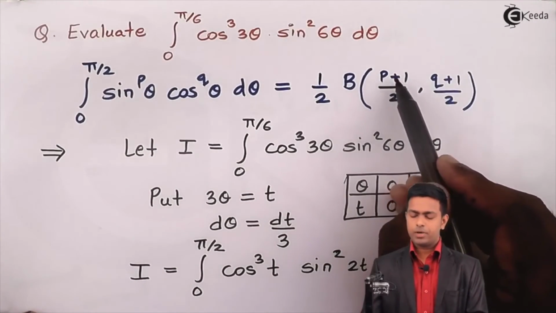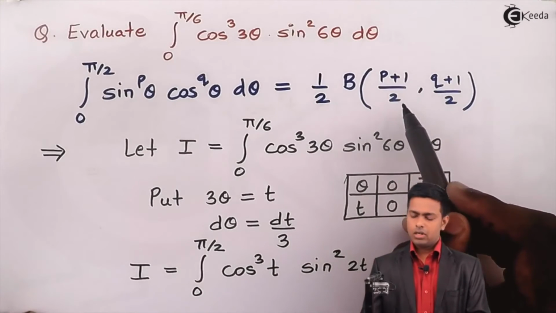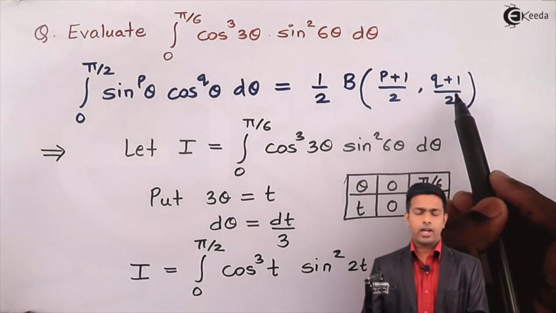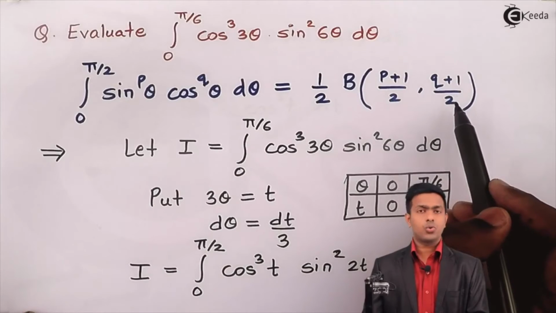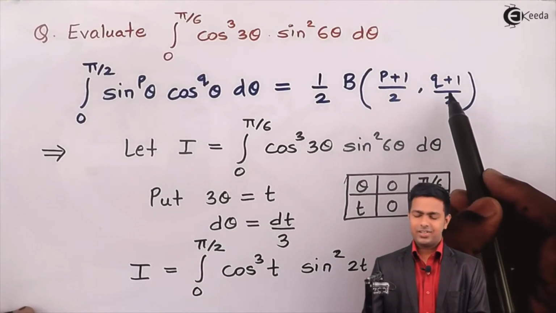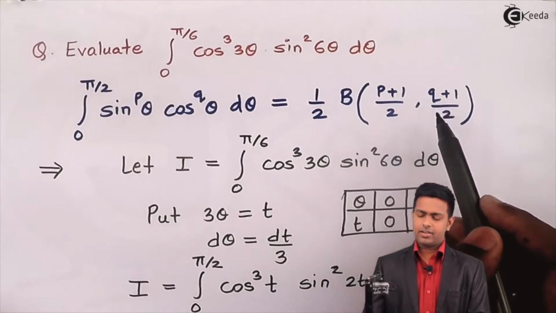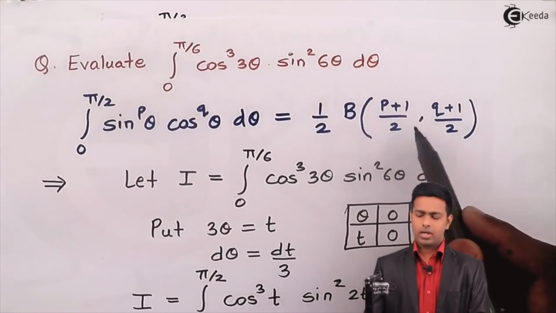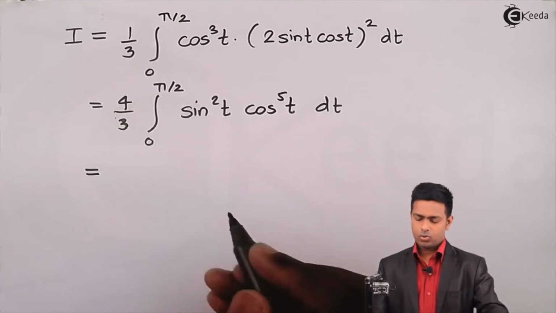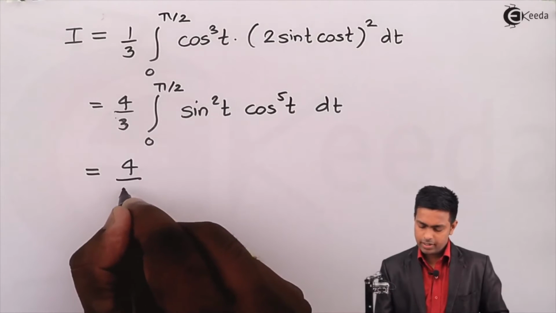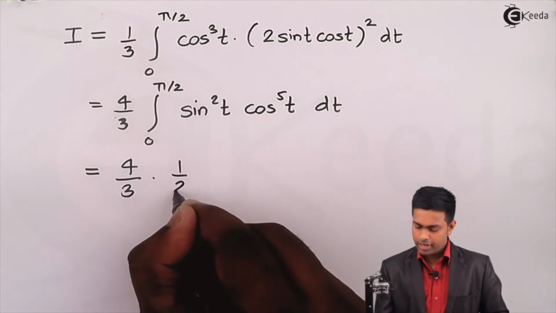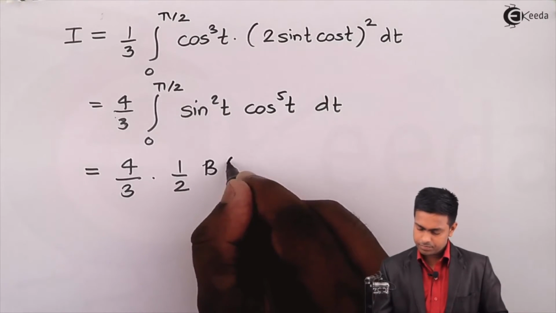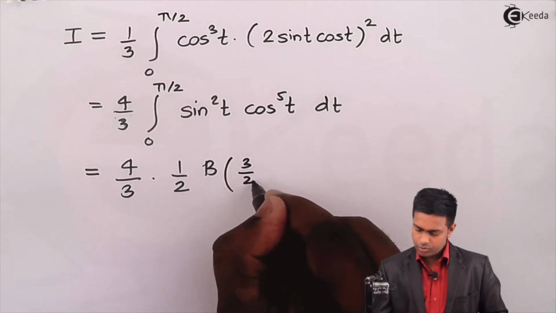So here we will get 2 plus 1, 3 upon 2, and 5 plus 1, 6, upon 2, that is 3. So we'll directly say that here we are getting 3 upon 2 and here we are getting 3. So this is 4 by 3 into 1 by 2 beta 3 by 2 comma 3.